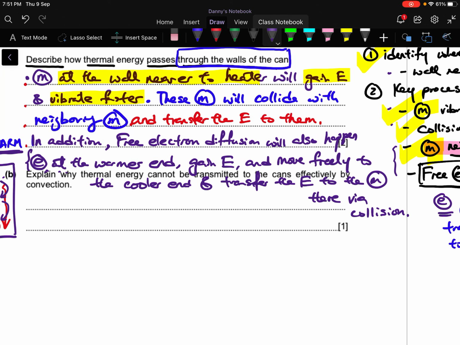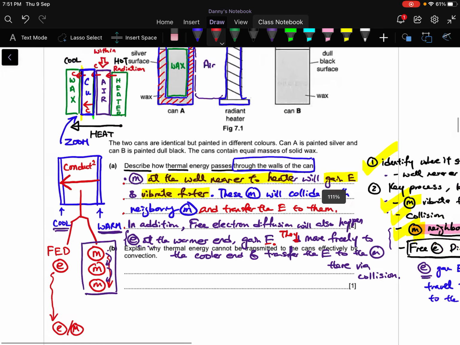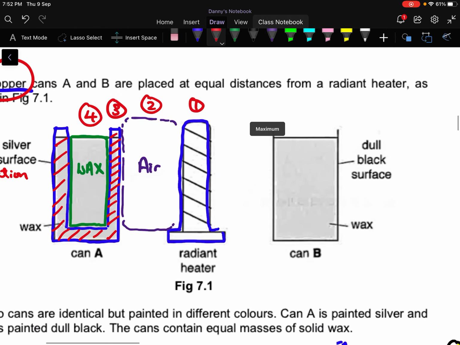So after I write, maybe I will change some of the things, like: electron at the warmer end gains energy. Maybe I will full stop here. Okay, gain energy, right? Then referring to those electrons: move freely to the cooler end and transfer energy to the molecule. Yeah, I will break it into two sentences then. Yeah, so this is how I will approach a heat transfer question.